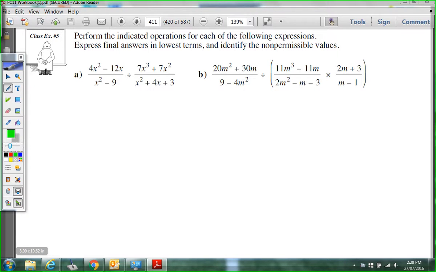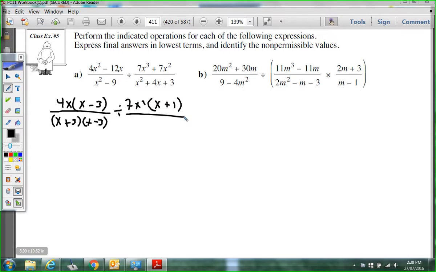By doing this, here they have 4x in common. So this top is going to be 4x times x minus 3. This bottom is going to be x plus 3, x minus 3. We factor difference of squares. Divided by 7x squared comes out, so I get x plus 1. The bottom here is going to be x plus 1, x plus 3.